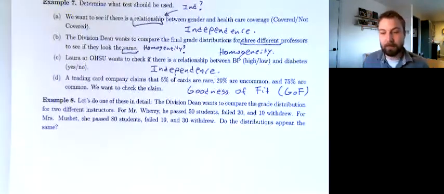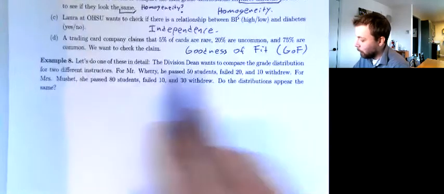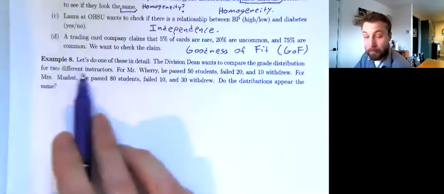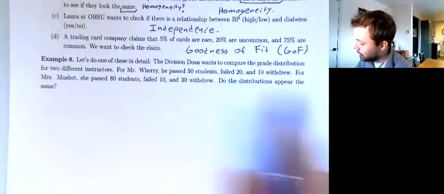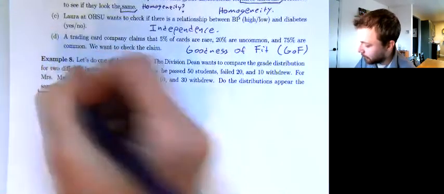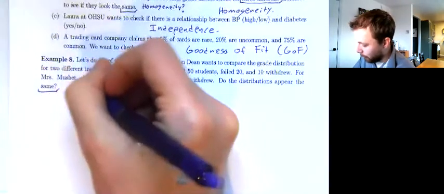Let's look at one of these and figure out exactly what that test would look like from start to finish. It wants to compare the distribution for 2 different instructors, and I'm asked, do the distributions appear the same for these instructors? So this sounds like a test for homogeneity.